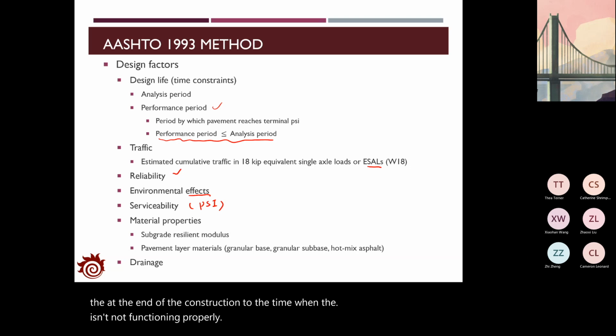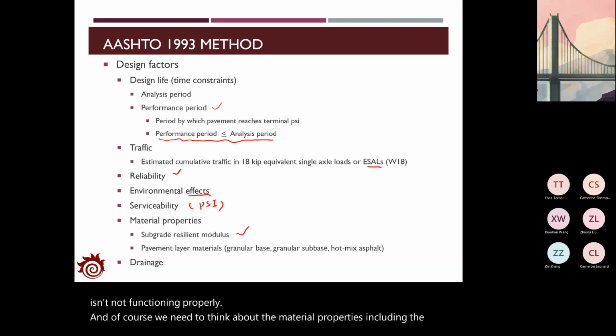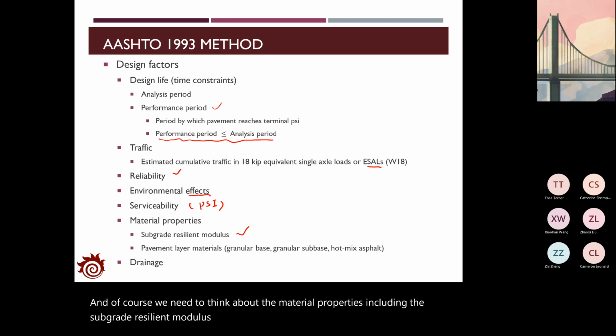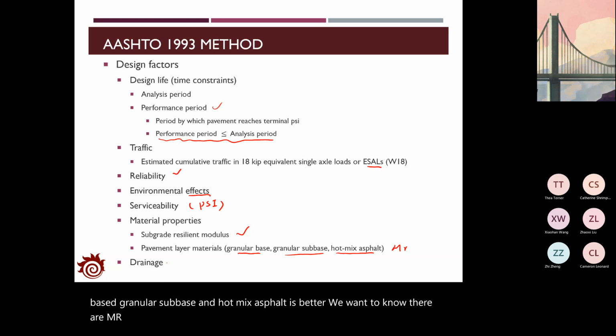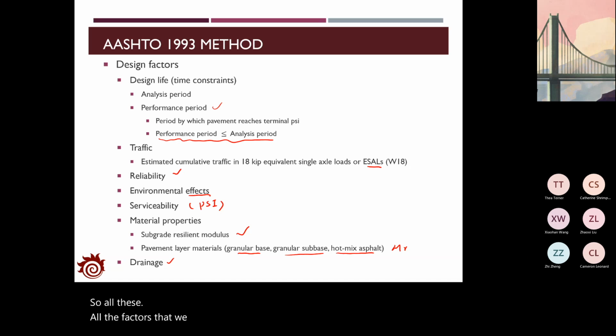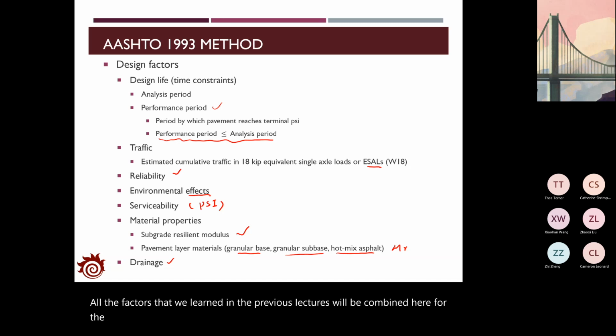And of course, we need to think about the material properties, including the subgrade resilient modulus and the pavement layered materials, the granular base, granular subbase, and the hot mix asphalt. Especially we want to know the MR values. And also we have to know the drainage conditions of the pavement design. So all the factors that we learned in the previous lectures will be combined here for the design of the flexible pavement.